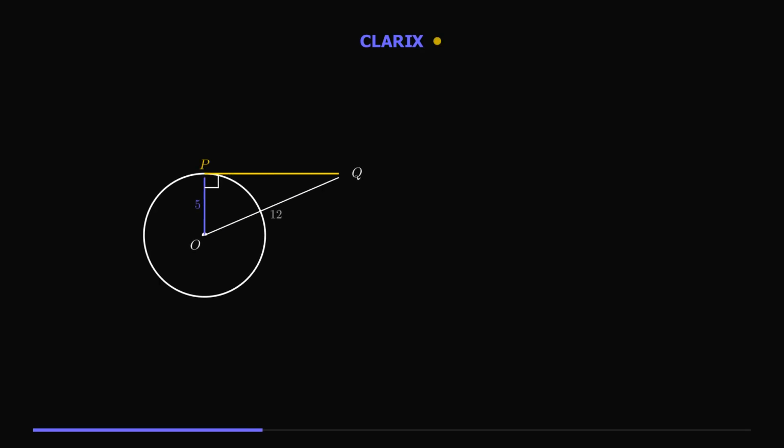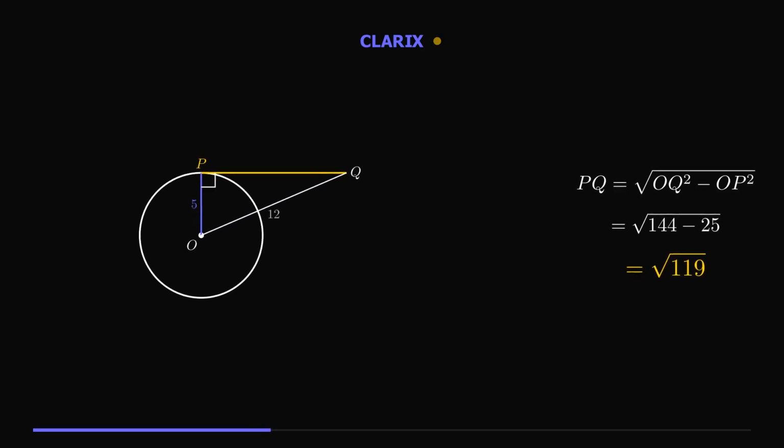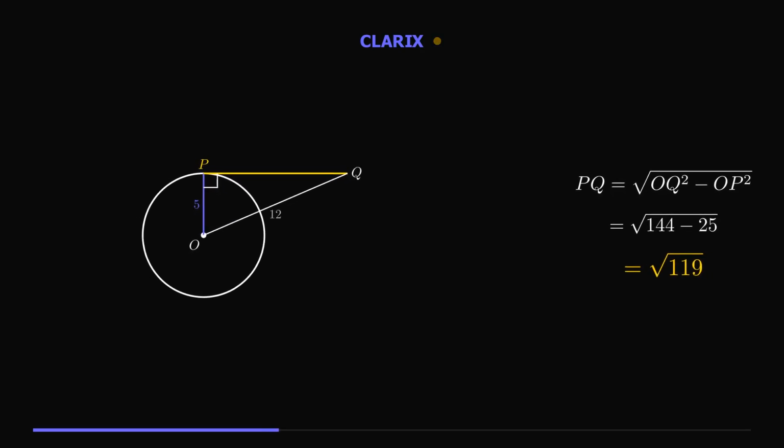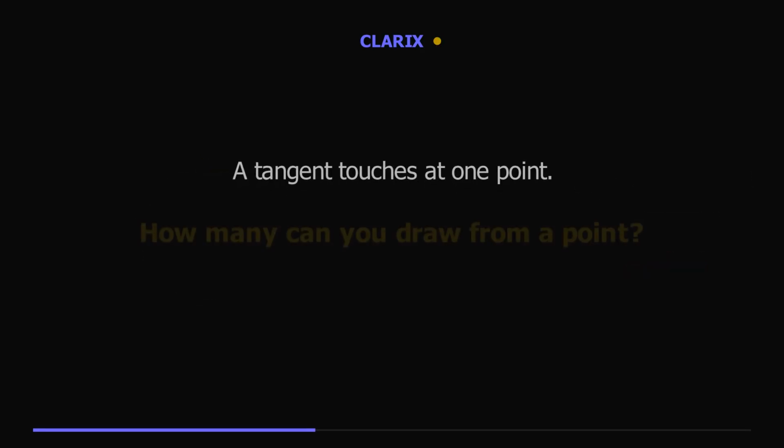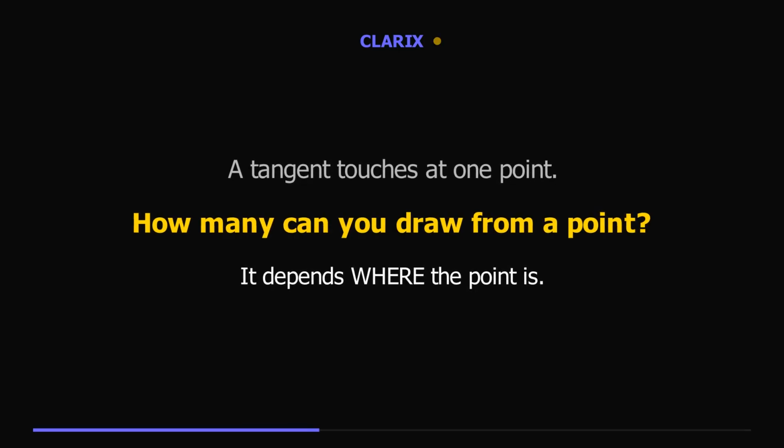Let's use it. A tangent touches a circle of radius 5 at P, and a line from the center O meets the tangent at Q with OQ equal to 12. Find PQ. Since the radius OP is perpendicular to the tangent, triangle OPQ is right-angled at P. So PQ is the square root of OQ squared minus OP squared. That's the square root of 144 minus 25, which is the square root of 119. Done with one right angle. So a tangent touches at one point and stands perpendicular to the radius.